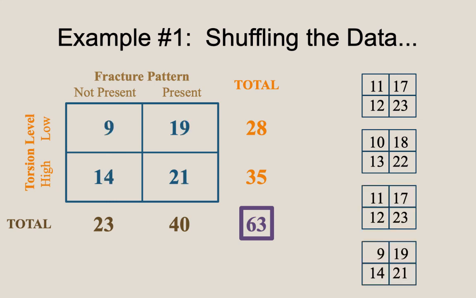To clarify, what we are doing after we shuffle the data is to calculate the percentage of each of the torsion types, high versus low, that show the presence of the fracture pattern or not. Once we have the percentage success, the presence of the fracture type, for each group, we will subtract those percentages in some predetermined order, in this case, high torsion percent minus low torsion percent. Then we repeat the process again and again and again and again.